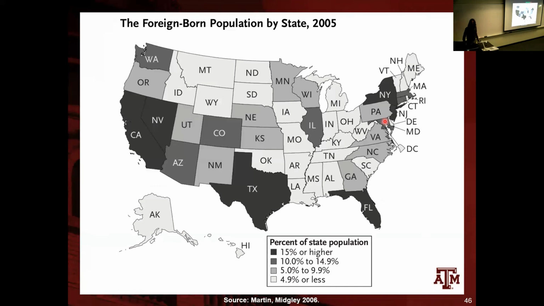And this is the foreign born population by state in 2005. The states with darker colors have at least 15% of the population foreign born, and the ones with lighter colors, 0.9% or less, okay? So it's showing that there's still a lot of variation in where the foreign born population live in the US.